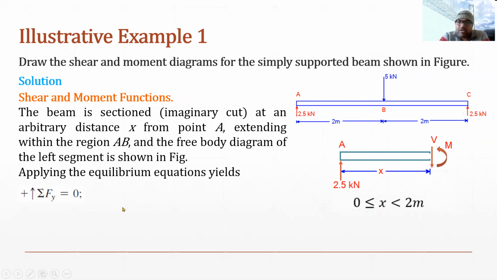So in this case, in the free body diagram, you can see there are two vertical forces. One is in the form of reaction and the second one is in the form of internal shear force as V. So this is upward, this is downward. So it will be taken as positive and this will be taken as negative. So now we will take this as 2.5 minus V is equals to 0 because there are only two vertical forces. So solving this, we get V equals to 2.5 kilonewton.